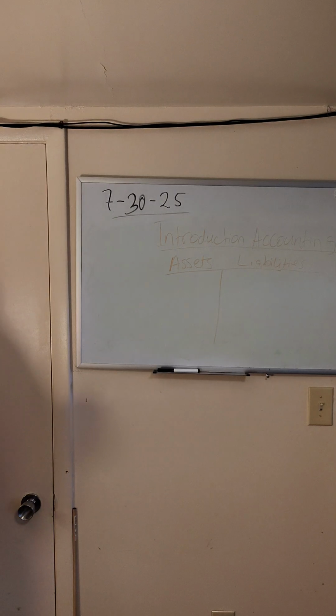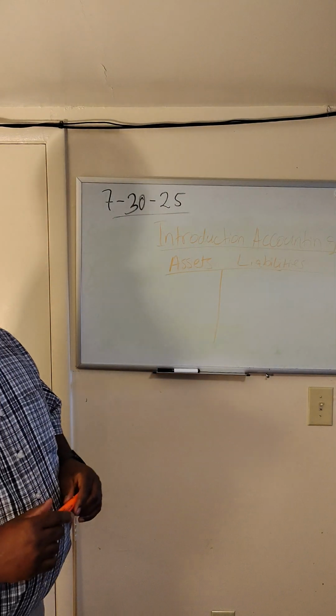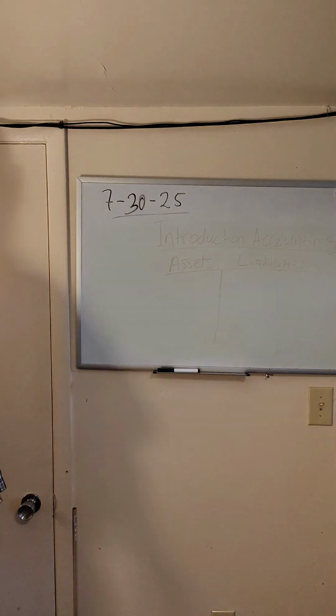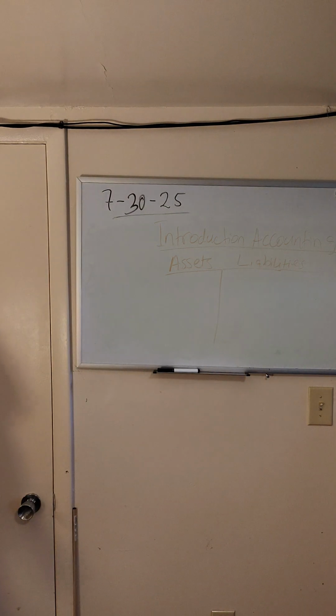So this is a T structure. It's a structure in the form of a letter T. This is what they call T accounts. And T accounts help you to map out which accounts are debited and which accounts are credited.